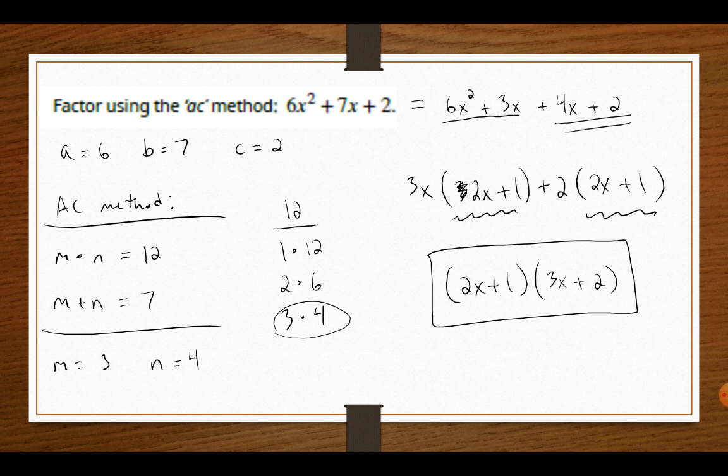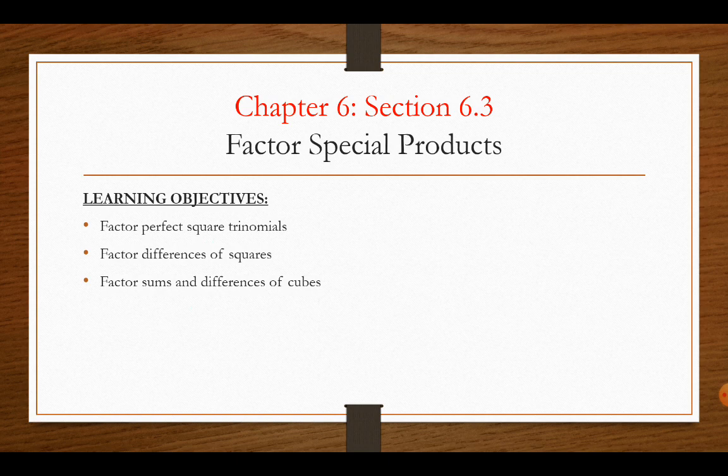So this is what we could FOIL together to get back the original trinomial given to us in the first place. So the AC method follows a lot of the same sort of patterns that we saw a moment ago. There's just an additional step, though, of having to factor by grouping to accomplish the last few steps. So that's going to be it for this section.